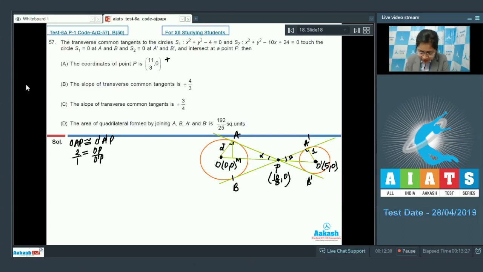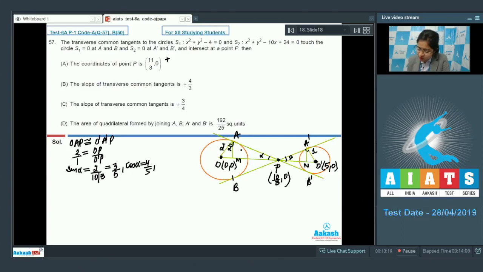Let this be M. Similarly, let us draw perpendicular from A' also. Let this point be N. So if this is alpha, then this angle will also be alpha. Now we know the length of OP, that is 10 by 3, and we know OA is 2. So we can say that in triangle OAP, sine alpha will be equal to 2 upon 10 by 3, that is 3 upon 5. So we can say that cos alpha will be equal to 4 by 5 and tan alpha will be equal to 3 by 4.